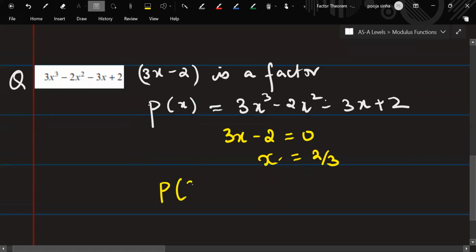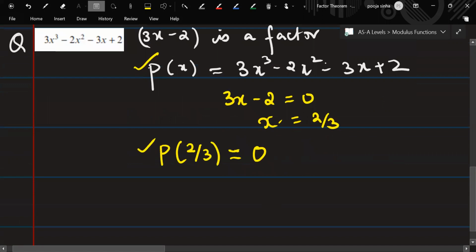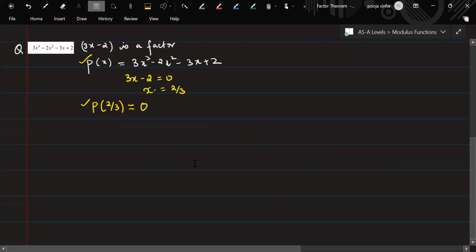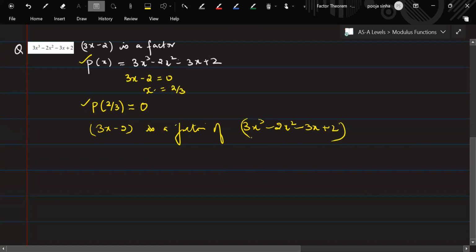This step is very important. 2 upon 3 is equal to... I got the answer. What's your answer? 0. You're getting 0. So can I say now, you will have to write the last statement as it is here. X minus 3 is a factor of this. So you will write what? 3x minus 2 is a factor of 3x cube minus 2x square minus 3x plus 2. Clear? Okay. Now our next type.